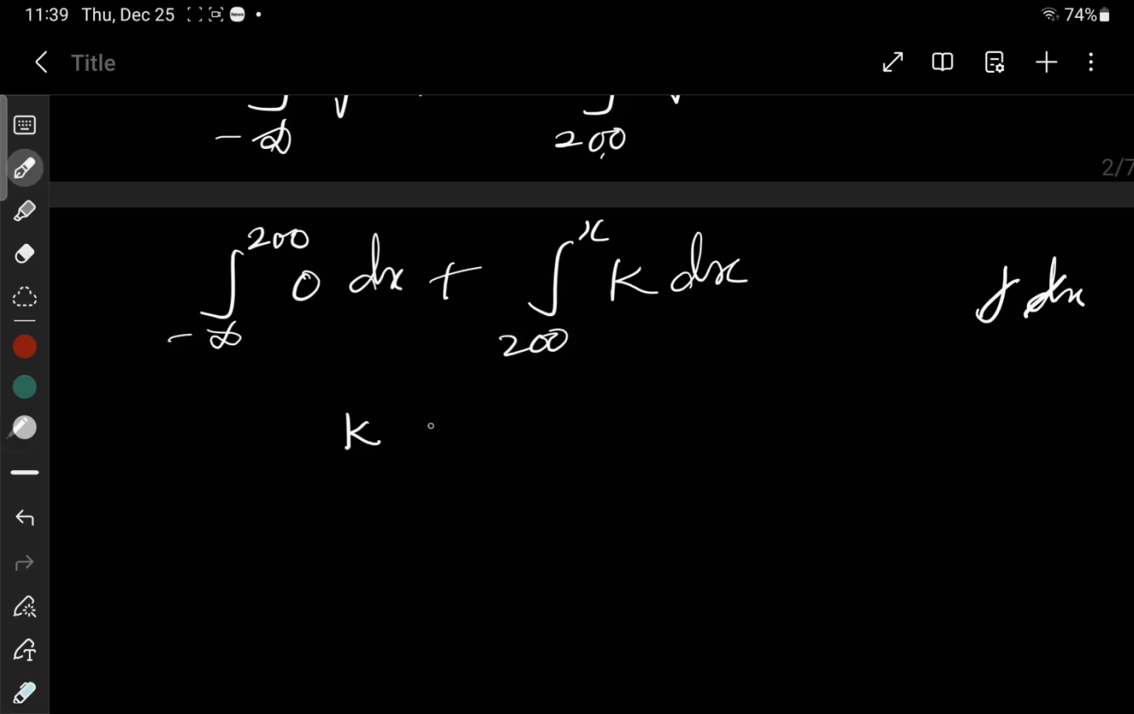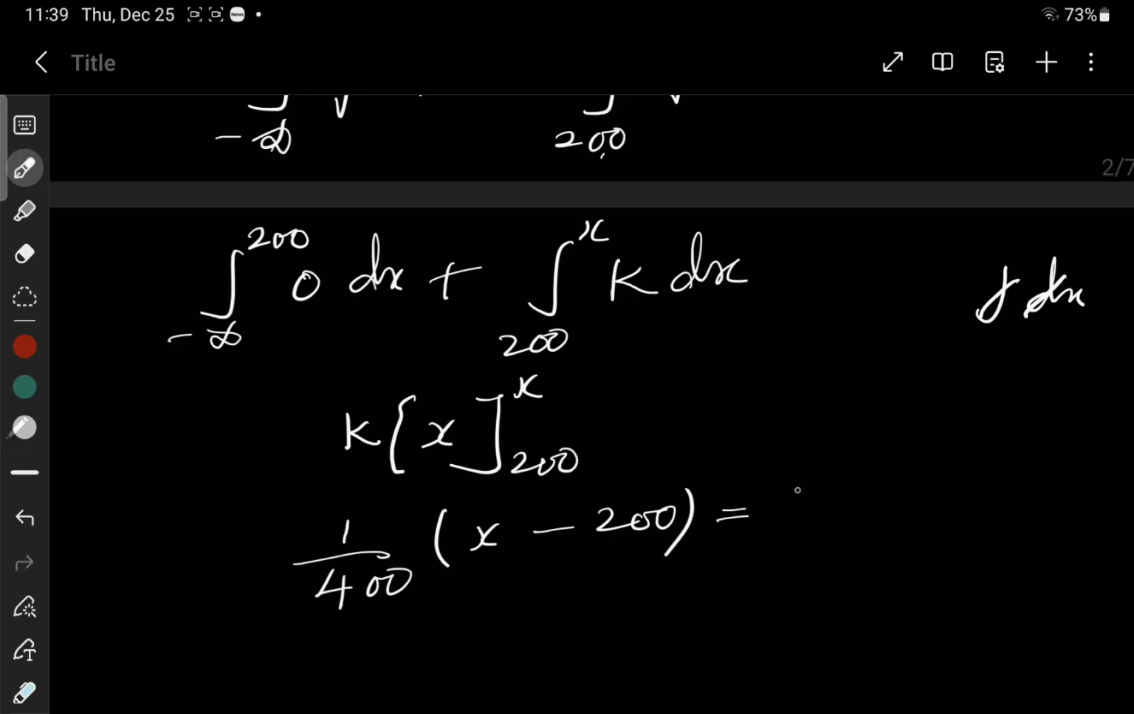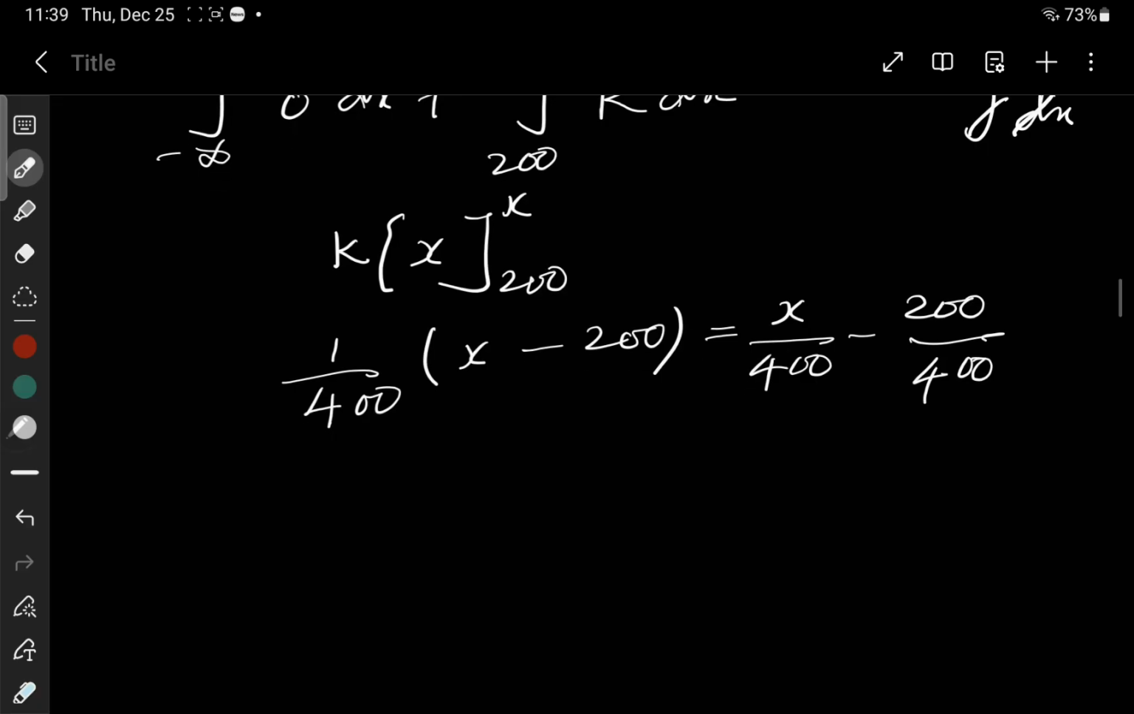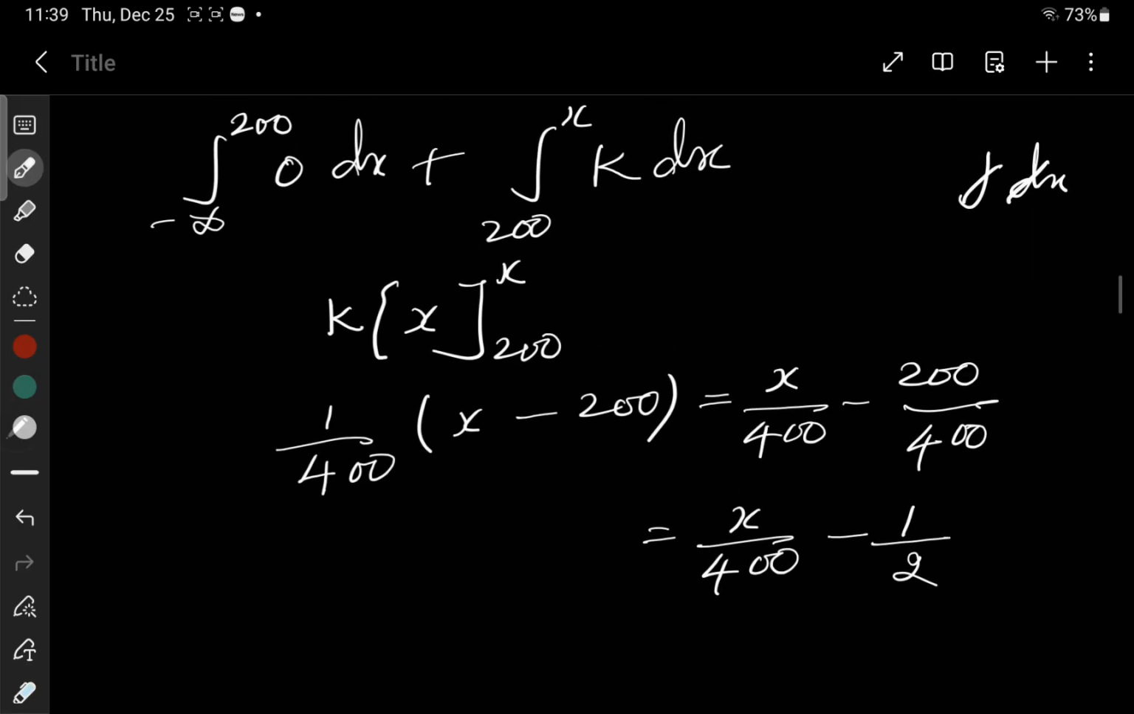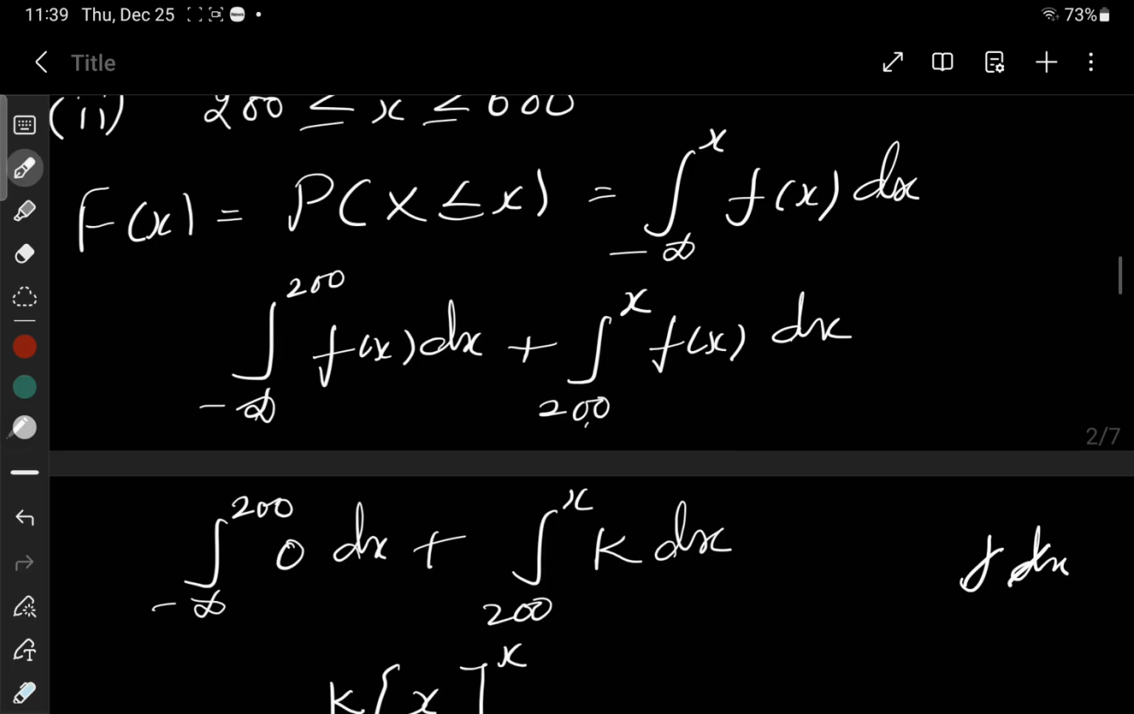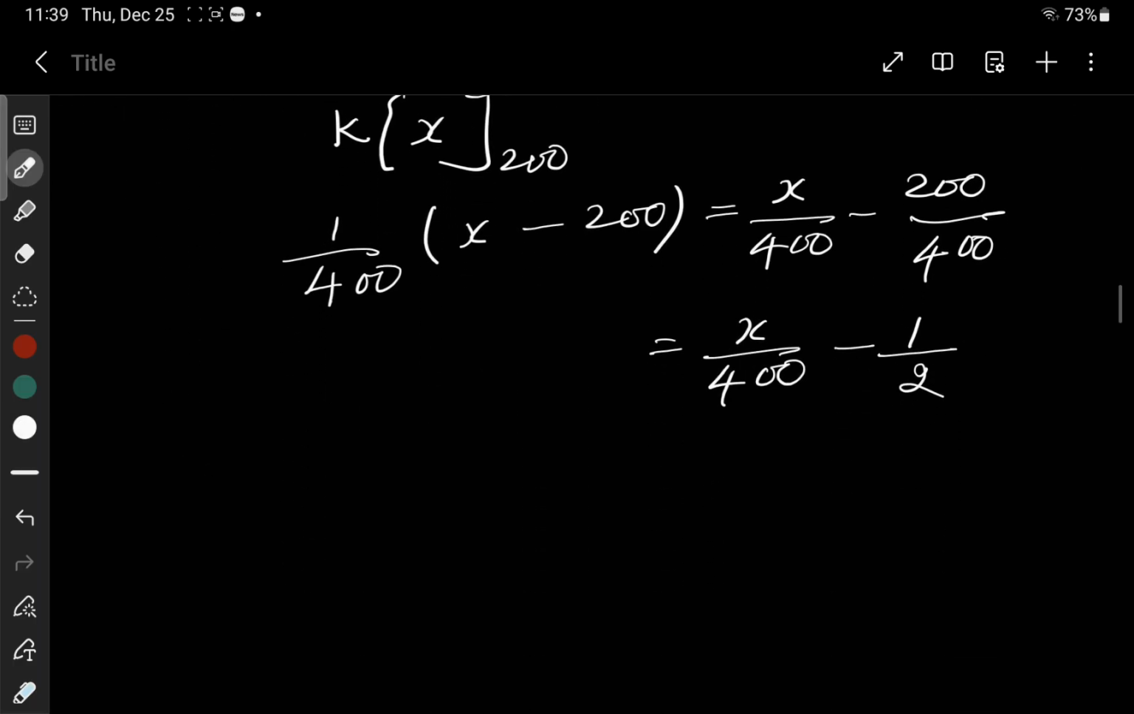The dx and integration gets cancelled. You will get x minus 200 to x. So the value of k is 1 by 400. And upper limit x minus 200. So this is x by 400 minus 200 by 400. So x by 400 minus 1 by 2. This is the distribution function F of x in the limit 200 to 600.